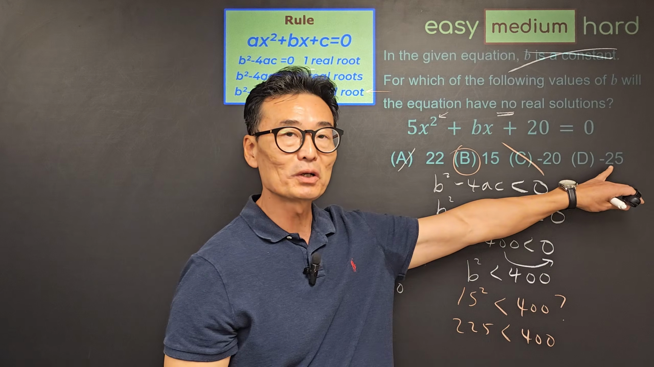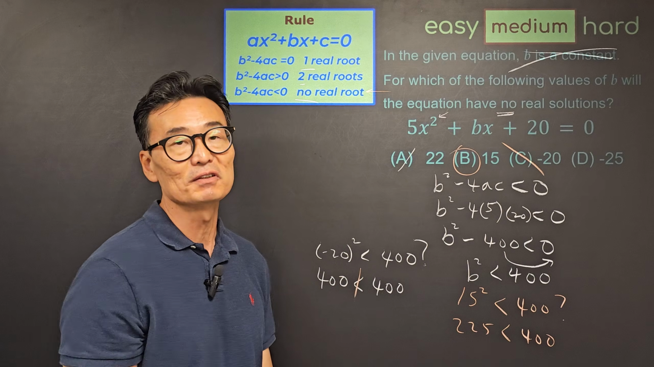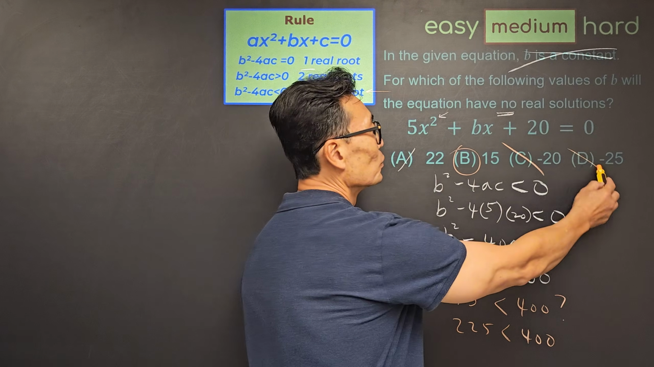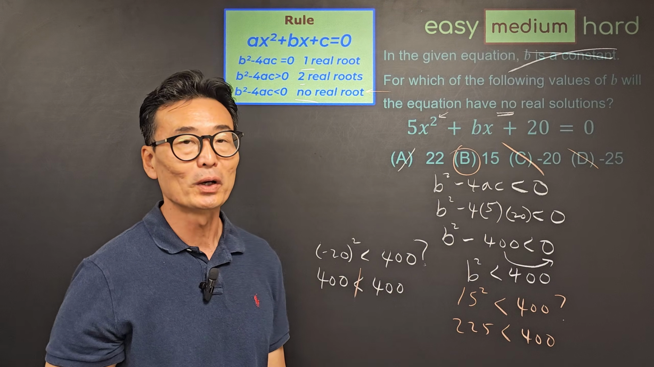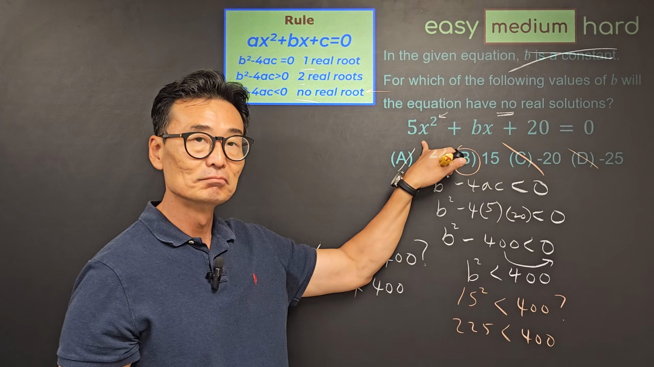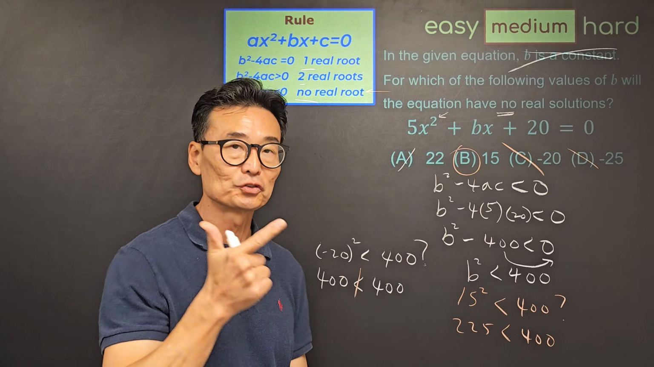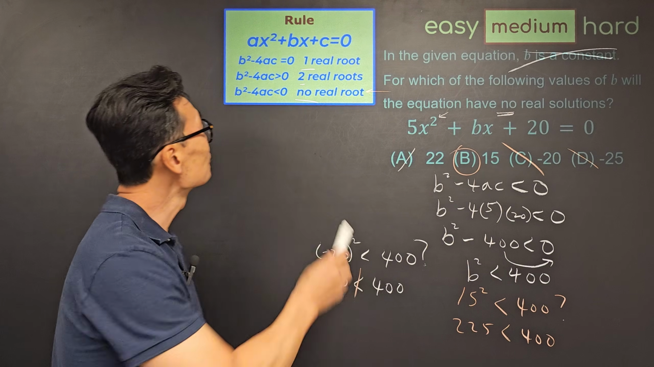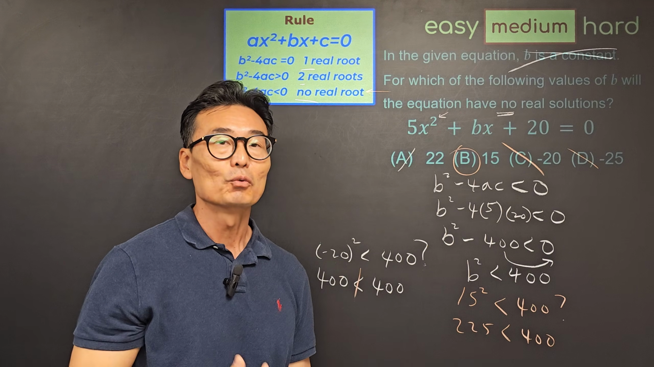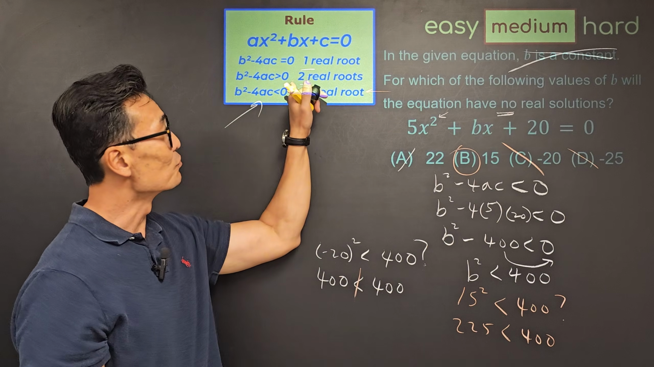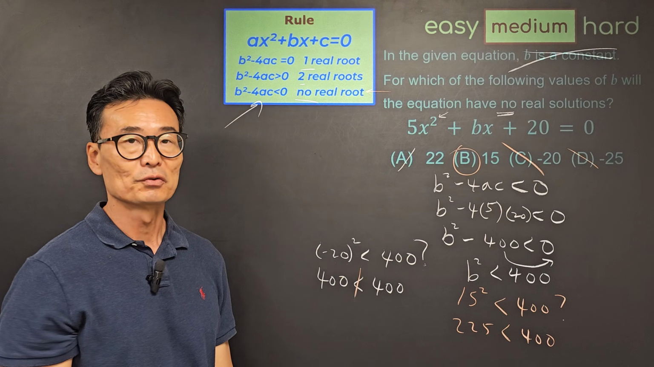Likewise, if I put in that negative 25, plug it in here, negative 25 squared is 625, and it's most definitely not less than 400, so that's no good either. The important point of this question is that when given a quadratic equation, and the question talks about either no real solution, one real solution, or two real solutions, you want to use the discriminant rule, where b squared minus 4ac will tell you, depending on if it equals 0, is greater than 0, or is less than 0, whether there will be 1, 2, or no real solution.